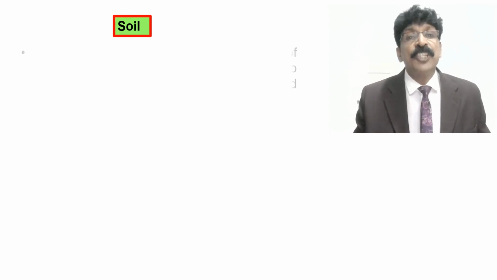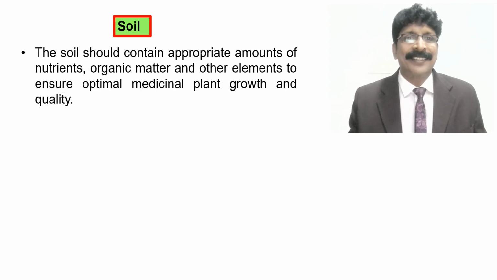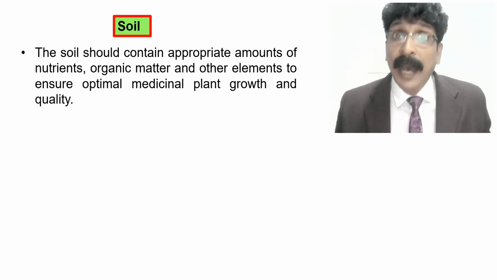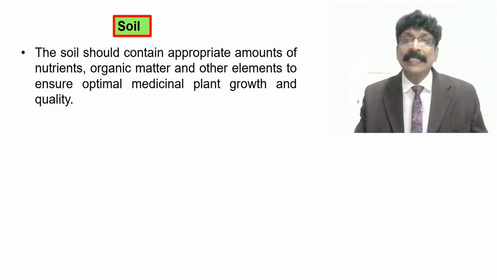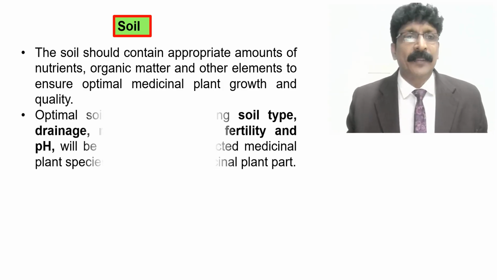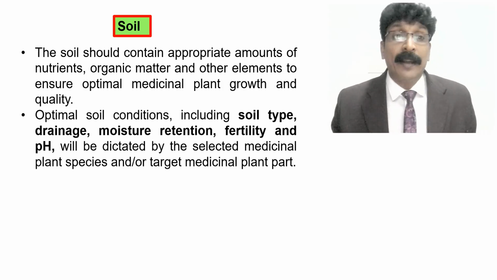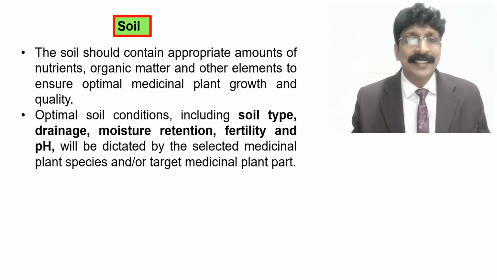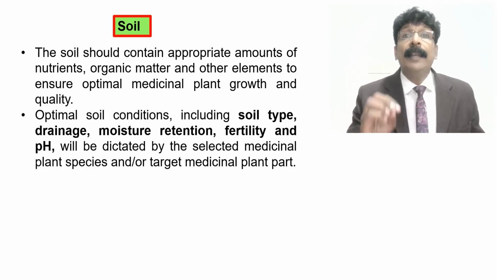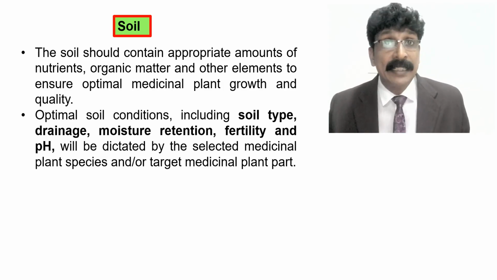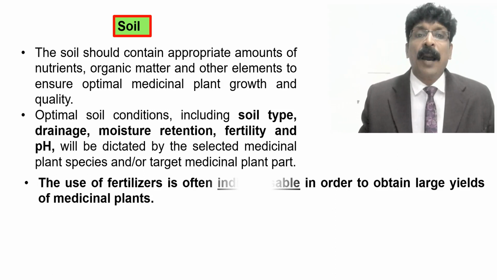When we come to the soil, it should contain an appropriate amount of nutrition, organic matter, and other elements to ensure optimum medicinal plant growth and quality. Optimal soil conditions include soil type, drainage, moisture retention, fertility, and pH, which will be dictated by the selected medicinal plant species and/or target medicinal plant part.